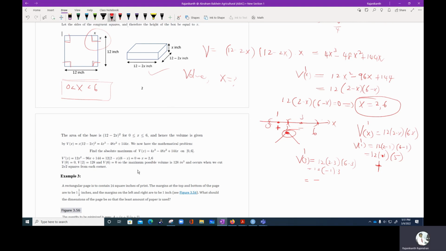Therefore, it is clear that the function V(x) has a max at x equals 2. That means if you cut 2 inches from each corner, you will get the box which has maximum volume. Okay, that's the meaning. So using the first derivative, you could find the maximum value of the function.